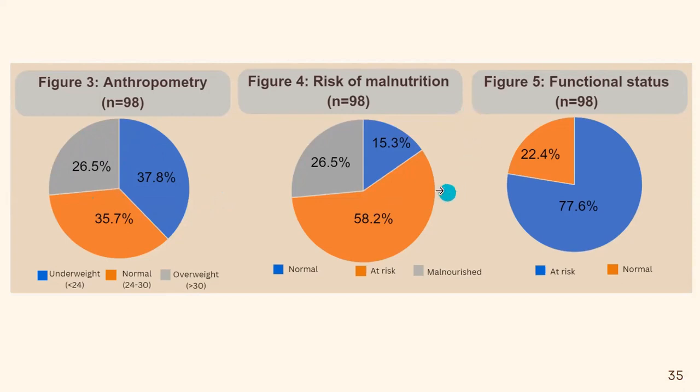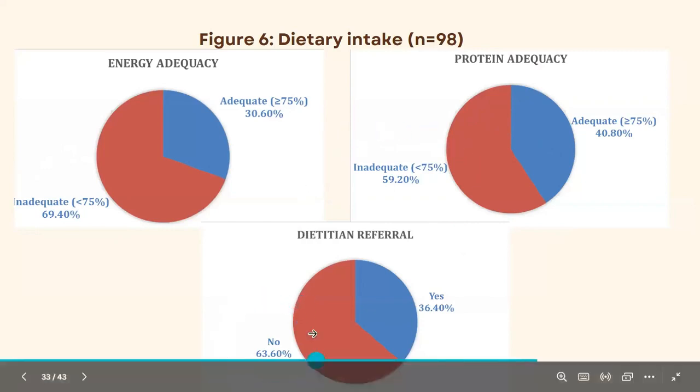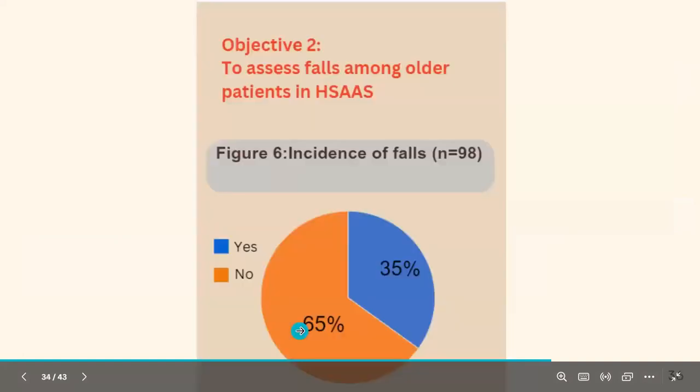Okay, risk of malnutrition: 58% are at risk of malnutrition, and 27% are already malnourished. For hand grip strength, 78% of them are at high risk of muscle weakness. For the dietary assessment, almost 70% of them have inadequate energy intake. The same goes for protein: 60% of them have inadequate protein intake, and sadly, this is a very sad finding, about 64% of them were not referred to the dietitian.